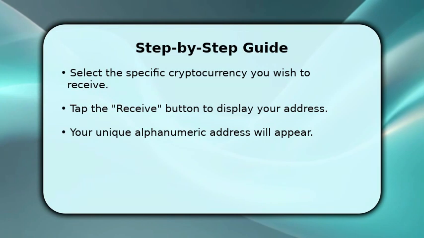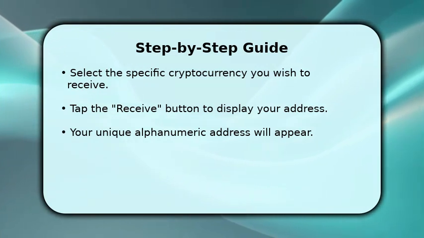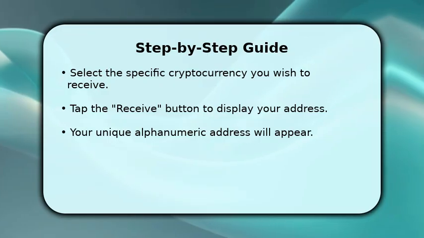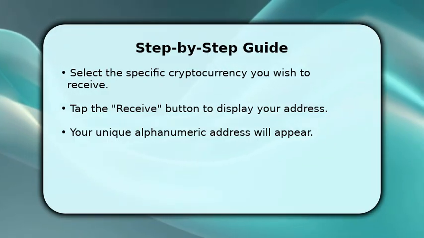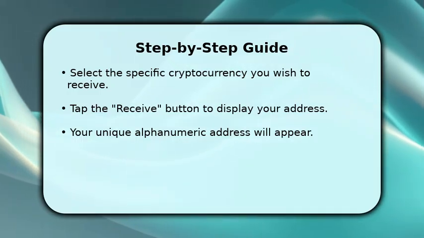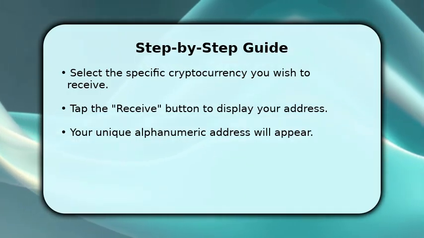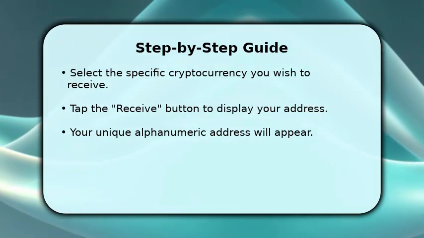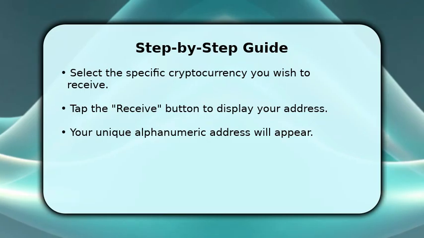Once inside your Trust Wallet, tap on the specific cryptocurrency you want to receive, like Bitcoin or Ethereum. Next, you will see options such as Send, Receive, and Swap. Tap the Receive button. This action will immediately display your unique wallet address for that particular asset. You will also see a QR code for easy scanning.